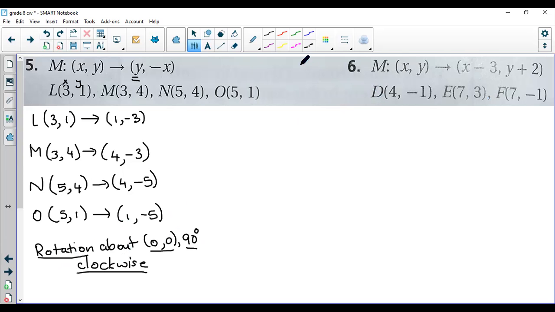Let's go to another question. Now this will be the last question. If you want, you can solve more questions from your textbook. There are many questions. So if you keep solving, you will understand them better.